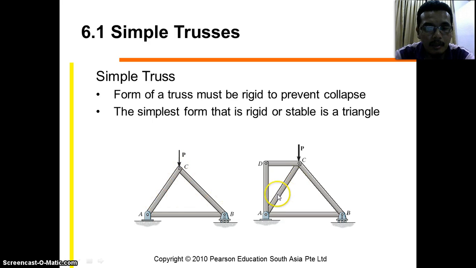Here you can see that this one is not a triangle. This one has 1, 2, 3, 4, 5 members. This one is just a simple force arrangement. But if you put another member, it is actually not very effective. If you didn't put the members AD and BC, it is not expected to fail, because when you apply the force to point C here, the load is distributed into the members AC and BC. So that's why the triangle is the simplest form that is rigid and stable enough. Okay.